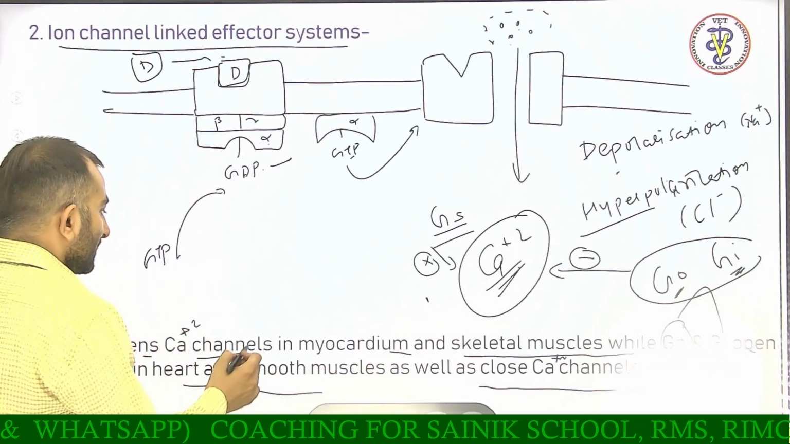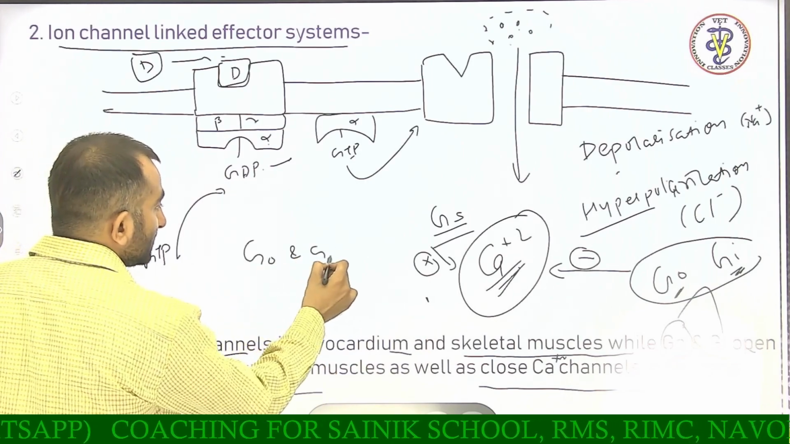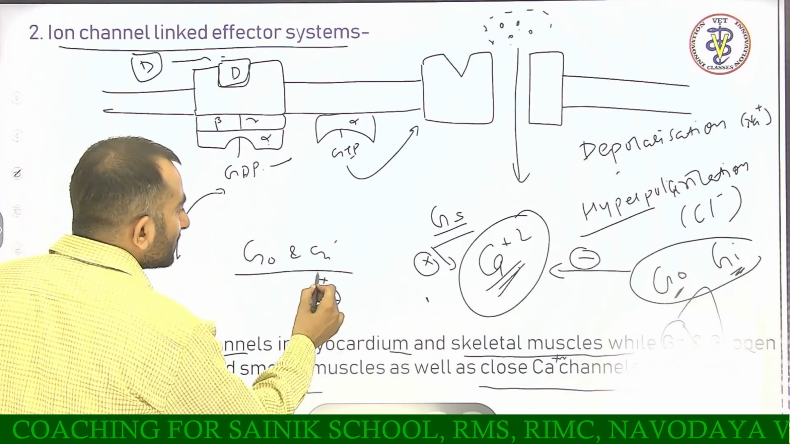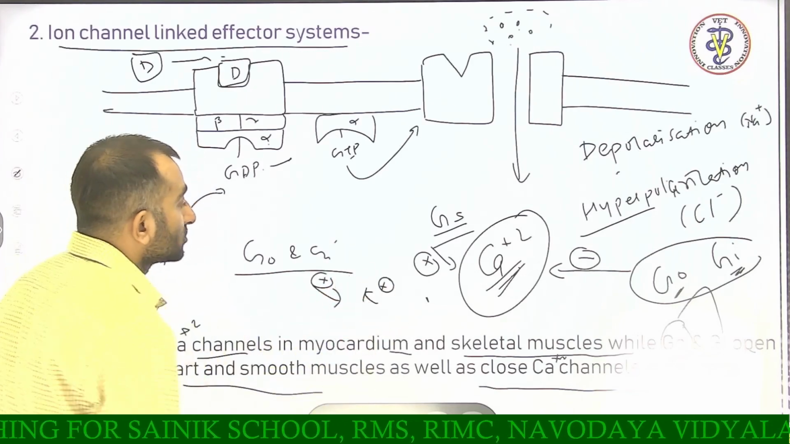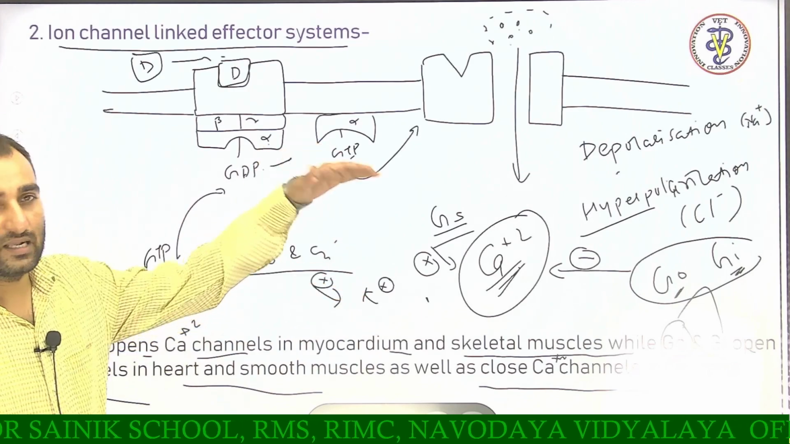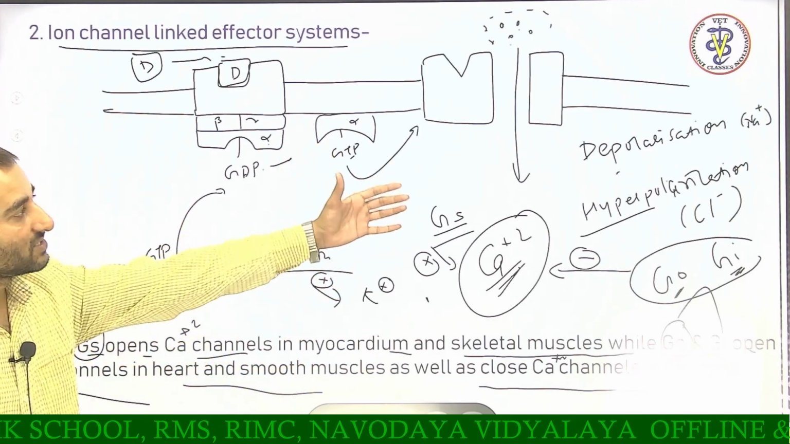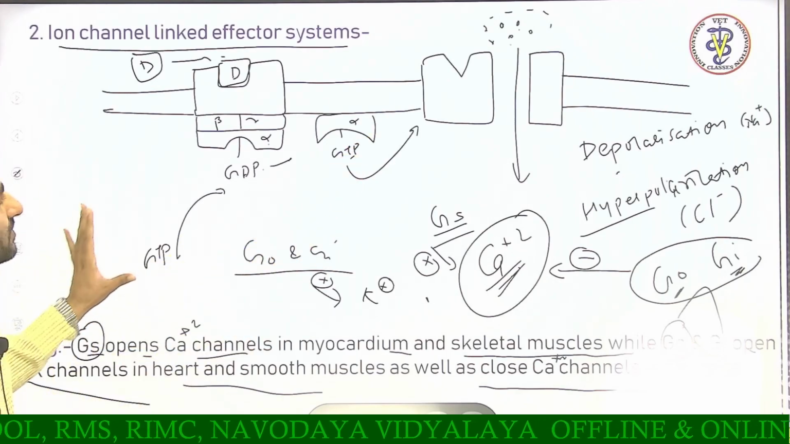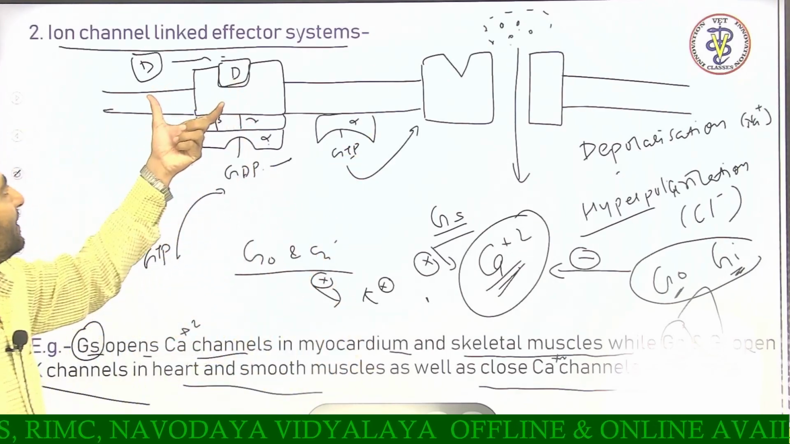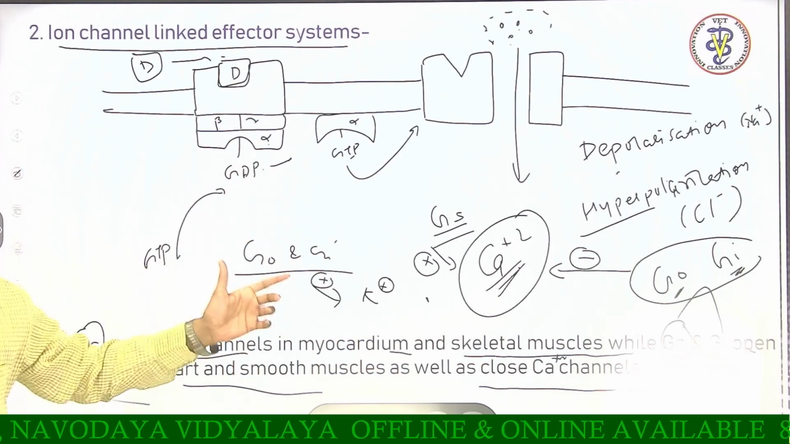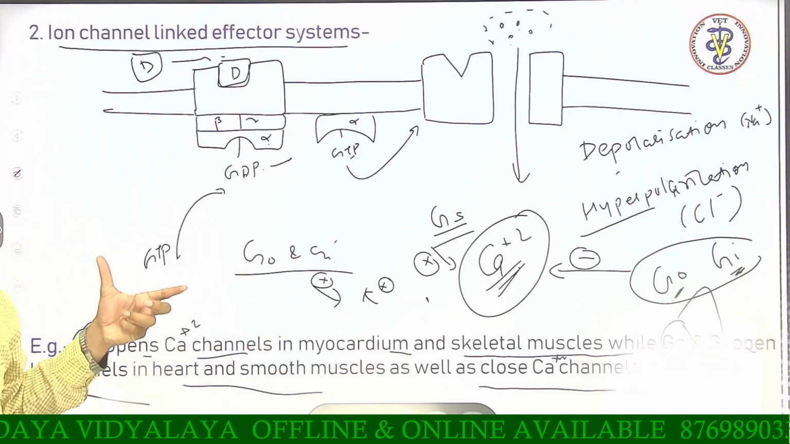And also G naught and G inhibitory open the channels for potassium, sorry. So potassium will hyperpolarize the cells, and sodium or calcium will depolarize the cells. So this is the particular system of enzyme linked effector system affecting via GPCR mechanism.